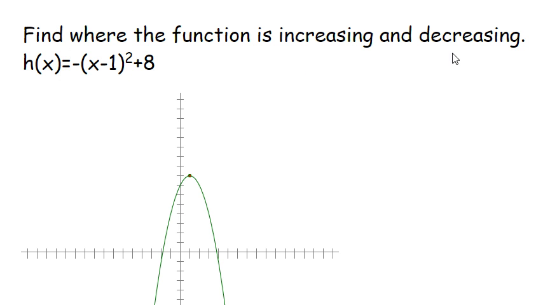It says find where the function is increasing and decreasing. We can clearly see this easily by the graph. We can see that our y values are increasing and then they're decreasing as we read this from left to right. So let's write this down. X minus 1 quantity squared plus 8.